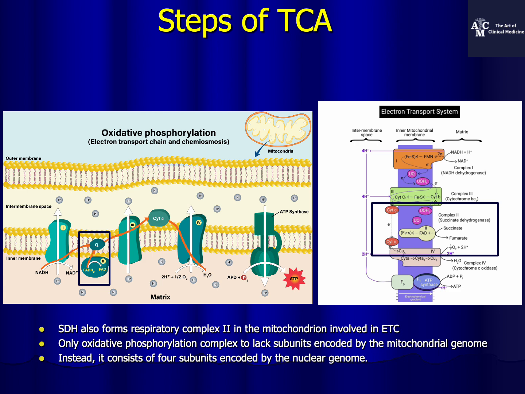On the left and the right, these steps are shown there. It'll be covered in more detail. But in general, what we're focusing on in this session is that succinate dehydrogenase is part of complex 2 of the electron transport chain. So there is some overlap here between the Krebs cycle and the electron transport chain.